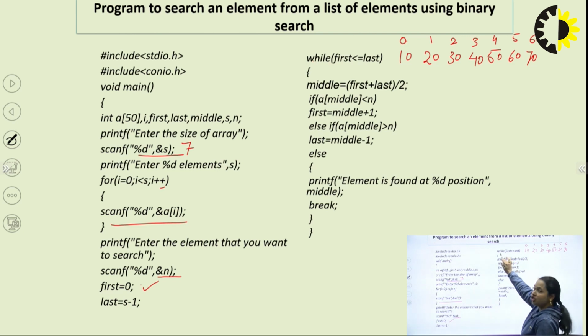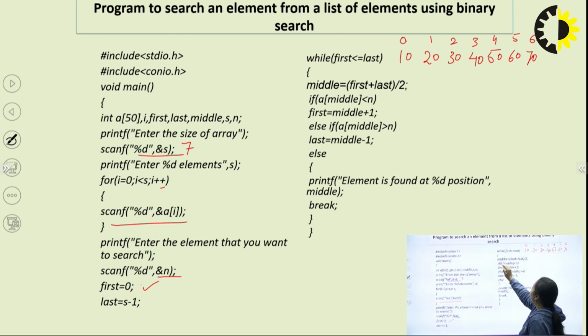So the condition is checked first of all, that is, while first must be less than or equal to last. It means a certain list of elements must exist within the system so that data can be searched. If the list is not present, then how are we going to search the data? So first of all the condition is checked, that is, first, the lower bound, must be less than or equal to the upper bound. So here we have a true condition, that is, 0 is less than 6.